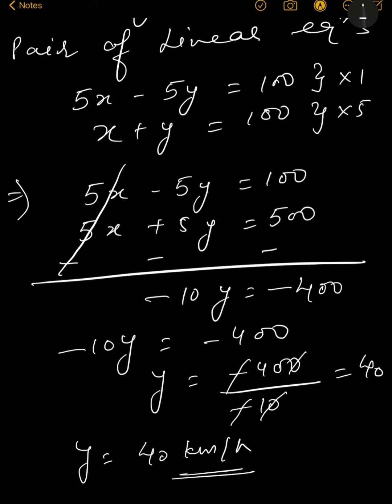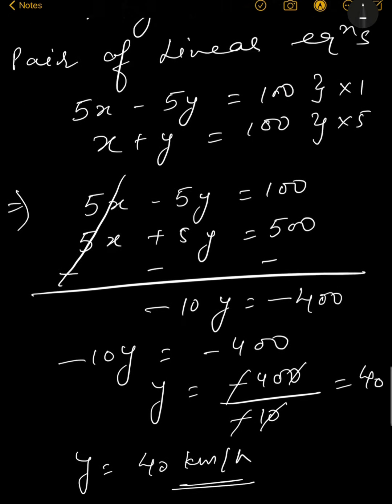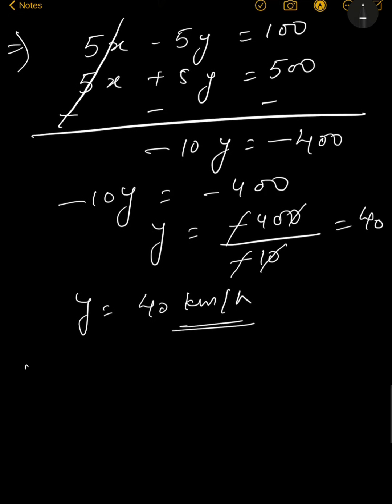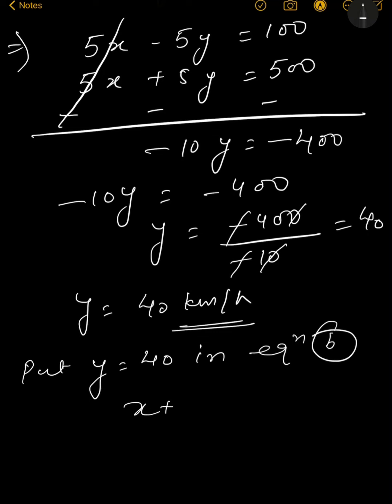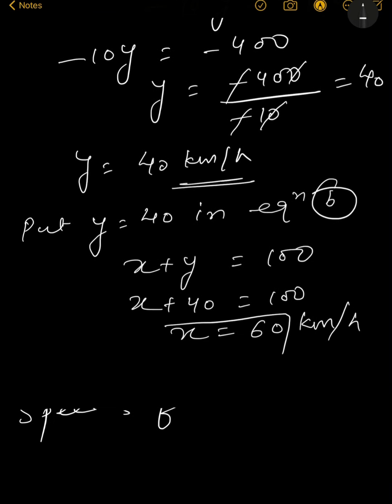We have to write the unit also along with the speed, because y is the speed of a car. Now you can put the value of y in any of the equations, either equation A or equation B. Here it is easy to put in equation B. So put y equal to 40 in equation B. Equation B is x plus y is equal to 100. So x plus 40 is equal to 100. x is equal to 100 minus 40, that is 60 kilometer per hour.